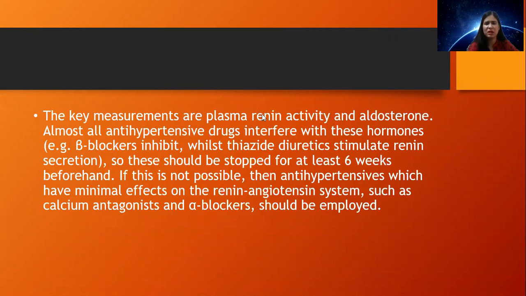So the key measurements of renin and aldosterone have to be done, and almost all antihypertensive drugs interfere with these hormones, that is renin and aldosterone. Examples: beta blockers inhibit, while thiazide diuretics stimulate renin secretion. So these should be stopped for at least 6 weeks beforehand. If this is not possible, then antihypertensives which have minimal effects on the renin angiotensin system, such as calcium antagonists and alpha blockers, should be employed. So these should be employed before doing the measurements of renin and aldosterone.